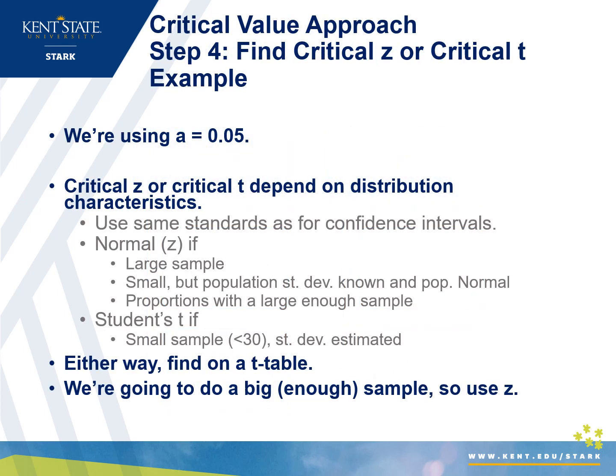Let's start with the critical value approach. If we follow this approach, the next step is to find our critical z or t value based on the chosen level of significance. Here the standards are the same as with confidence intervals. In general, if the sample is large enough, we use a normal distribution. If it isn't, we'll use student's t-distribution. Either way, you can find the critical value by using a t-table and reading off the row for the degrees of freedom, or the z row if you're using the normal distribution, and then the column for the chosen level of significance. We'll assume the sample is large enough that z, or the normal distribution, is what we can use.